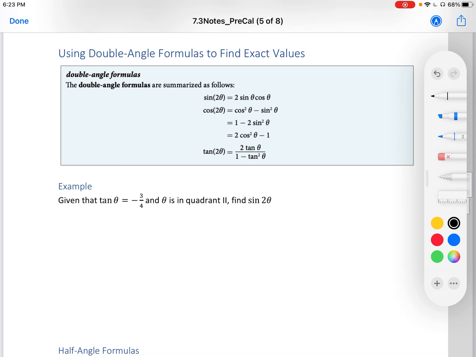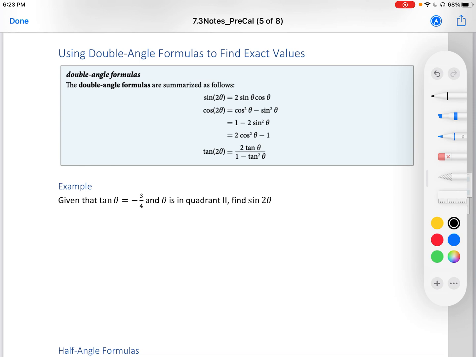They read: sine of 2 theta is equal to 2 sine theta cosine theta. Cosine of 2 theta equals cosine squared theta minus sine squared theta, which is the same as 1 minus 2 sine squared theta and 2 cosine squared theta minus 1. Tangent 2 theta equals 2 tangent theta divided by 1 minus tangent squared theta.